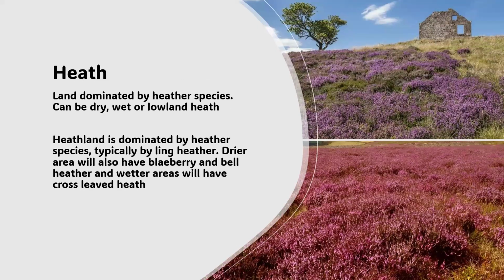And then heath, so land that's dominated by heather species. It can be wet, dry, or lowland heath. Again, participants of the Agri-Environment Climate Scheme who have undertaken moorland management may very well have had to provide an upland habitats or moorland habitats map. This will be very similar in that you'll be looking to identify areas of wet, dry, and lowland heath. And just a couple of potential indicator species there: blaeberry, bell heather, and cross-leaved heath on wetter areas.